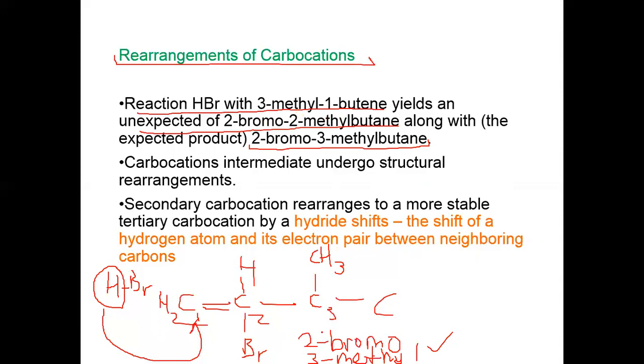Okay. There's a rearrangement of your carbocation. Carbocation intermediates undergo structural rearrangement. Secondary carbocation rearranges to make a more stable tertiary carbocation by hydride shift. Maksudnya hidrogen tu akan bergerak. Hydride shift tu ialah hidrogen, the shift of a hydrogen atom and its electron pair between neighboring carbons.